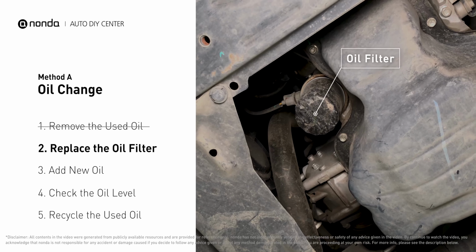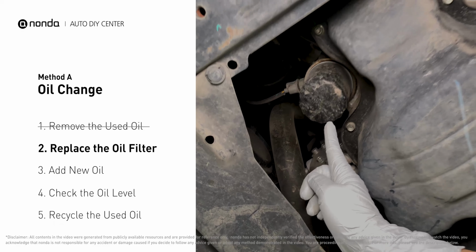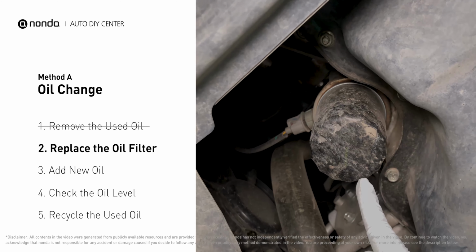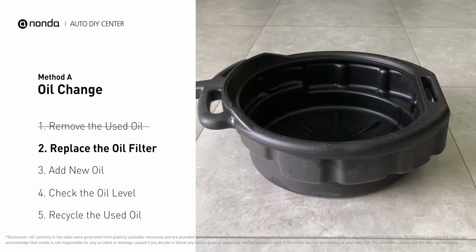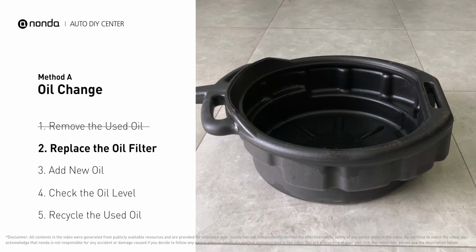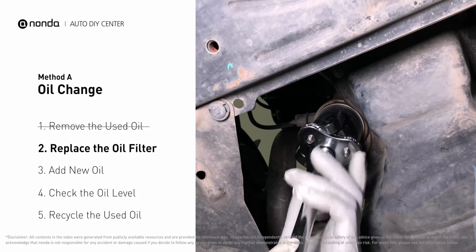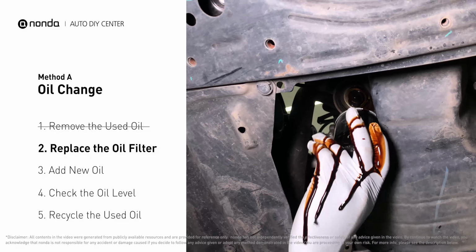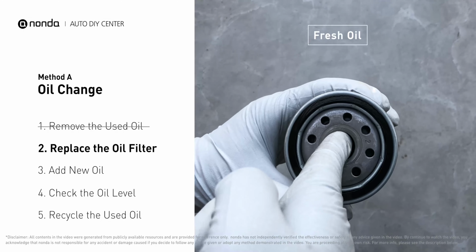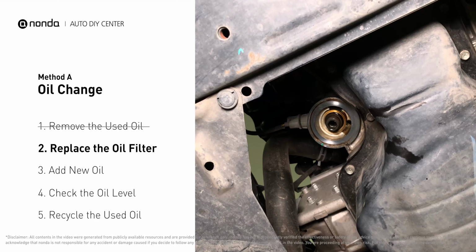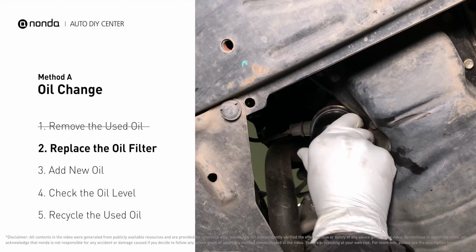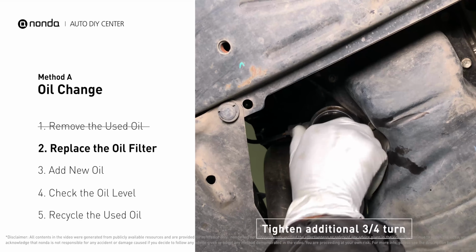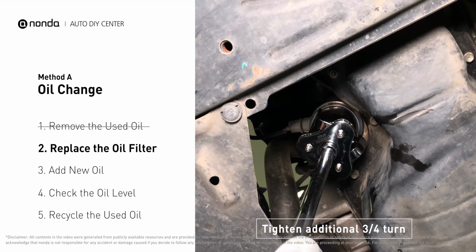The oil filter is usually located beside the oil pan or under the hood of your vehicle near the engine. Place the collection pan under the filter. There would be oil in the filter itself that could be hot, so it is important that the oil goes into the collection pan. Spread a bit of fresh oil evenly on the new filter's gasket. Then install the new oil filter. Tighten the filter an additional 3/4 of a turn. Be sure not to over-tighten.